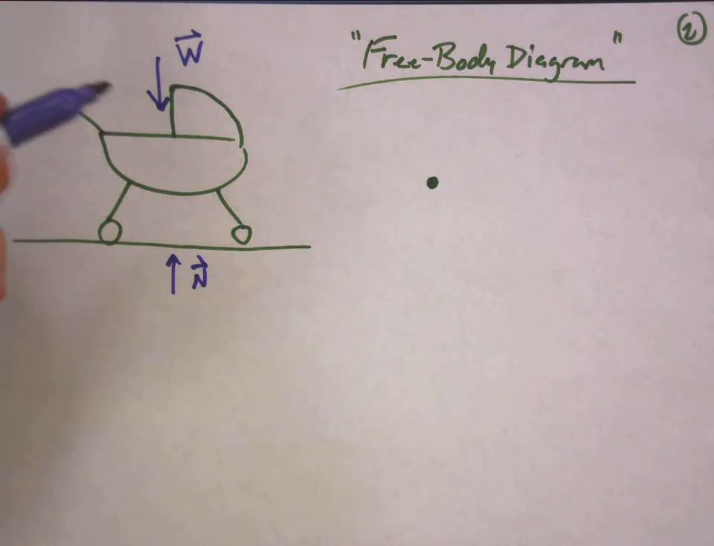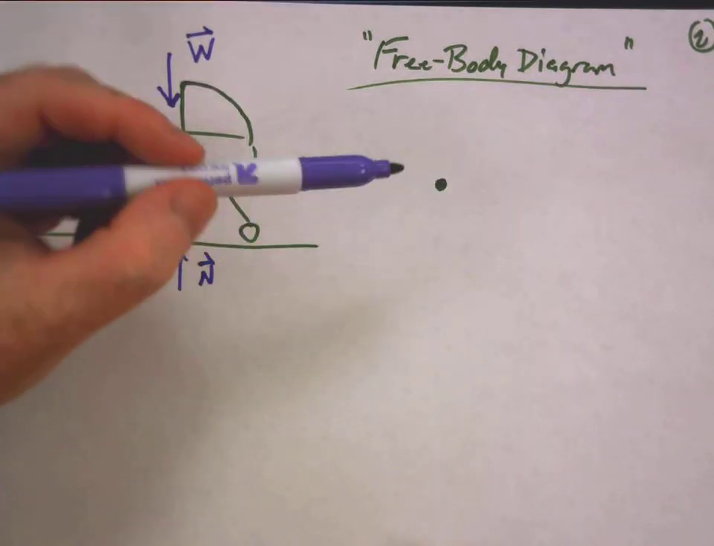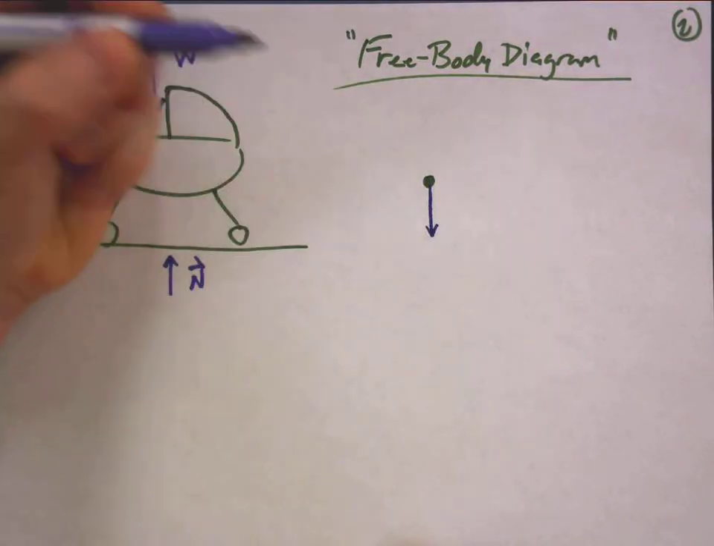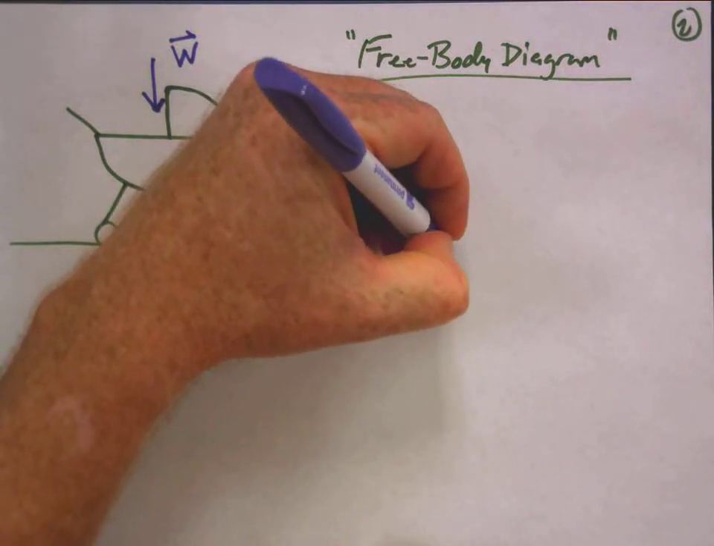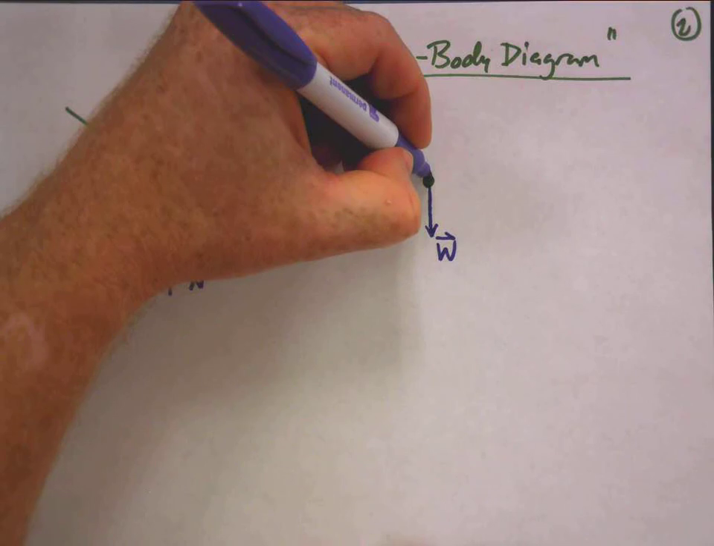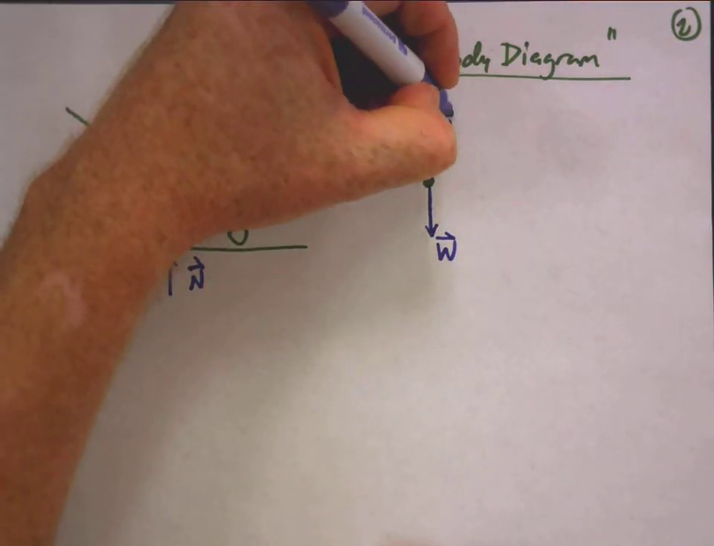But what I want to do is I want to draw these arrows for these vectors, starting at the dot and going away from it. So I have an arrow going down, and that is the weight. And I'll label it. And I have an arrow going up, and that is the normal force. And there's a reason I'm trying to make those two the same length. You probably can tell what that reason is.